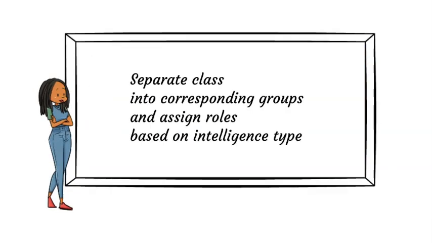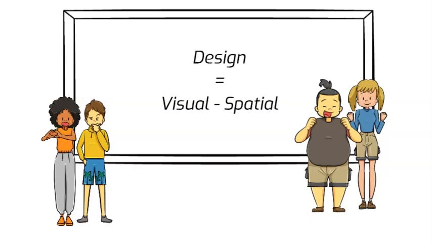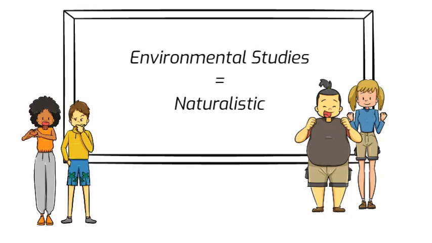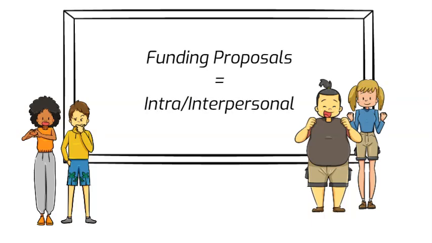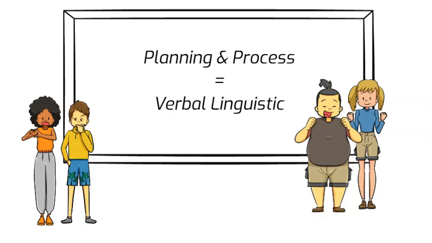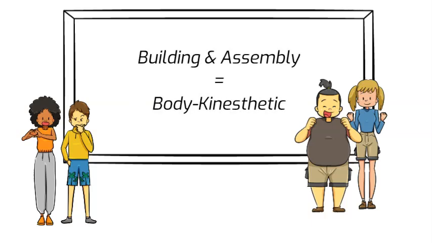Whatever project you or your students choose, the class is then broken up into corresponding groups. Let's say your class wants to launch a satellite. You would offer the following jobs or roles for students to choose in their workday. Design for visual spatial, environmental studies for naturalistic students, budgeting and costs for logical, funding proposals for interpersonal and intrapersonal, planning and goal setting for verbal linguistic, marketing and data analysis for interpersonal and musical intelligences, building for body kinesthetic.